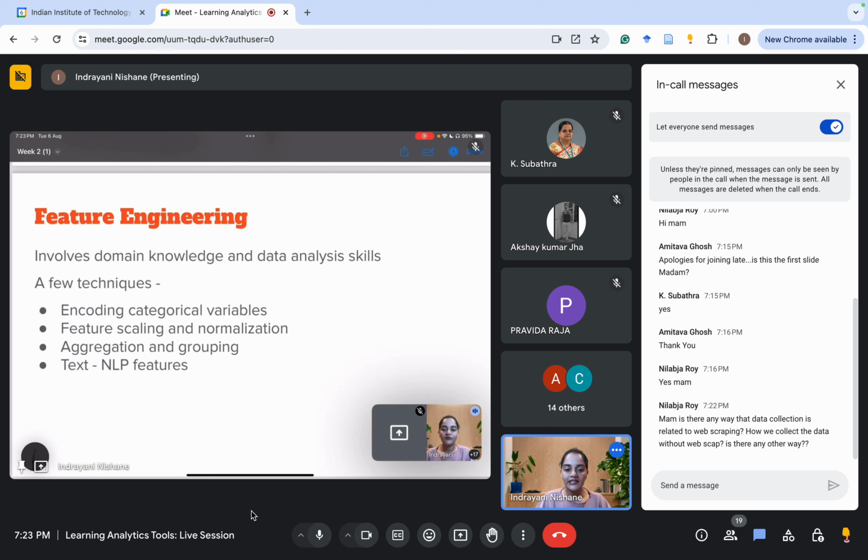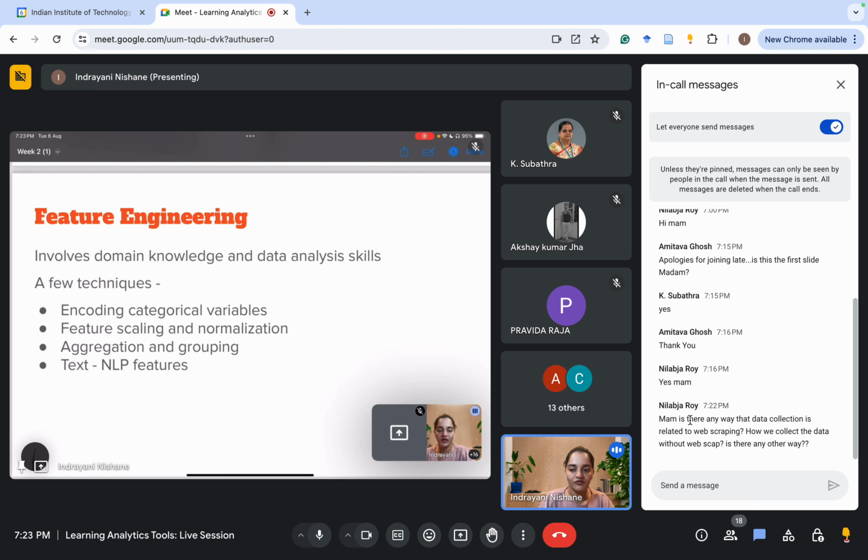Then if there is any text involved, what they are typing and what questions they are asking in the system, we can use different NLP techniques to generate features from their questions: what type of questions they are asking, whether they are asking clarification questions, or something deeper which requires deeper understanding, and so on. So there is one doubt in the chat box.